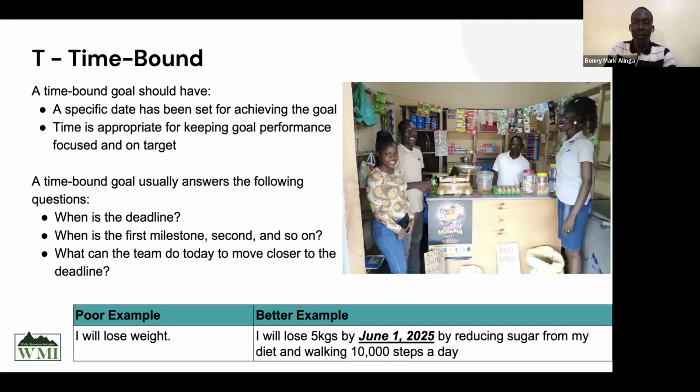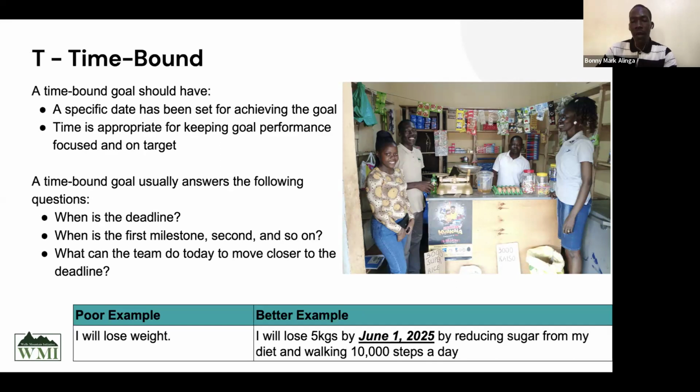What will be the time for me to accomplish this goal as a smart person or a smart management team? A time-bound goal should have a specific date, which should be set forward and should be achievable. It should have appropriate time to focus on the performance and on the target.